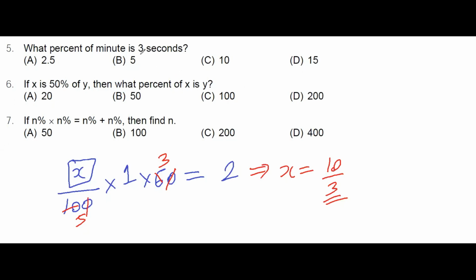So this 10 by 3 is not the correct option. Now I observe that here it is 3 seconds, not 2 seconds. So I need to make this correction. This should be 3. So my x will be 5 into 3 divided by 3. This 3 cancels and I will get 5. So B is the correct option.